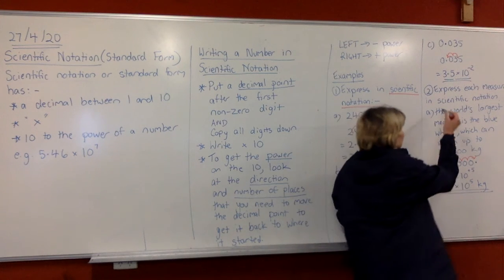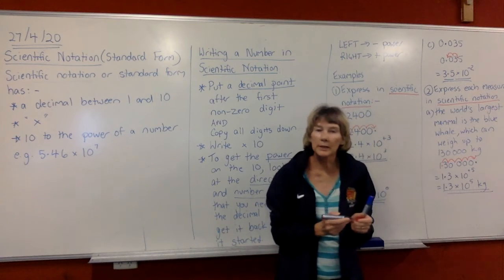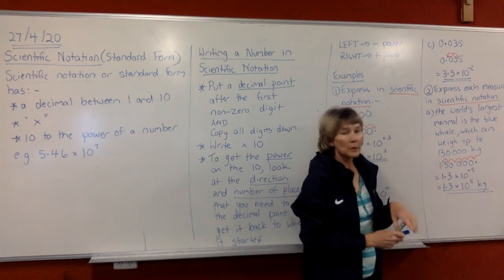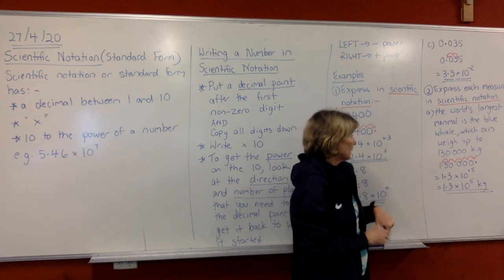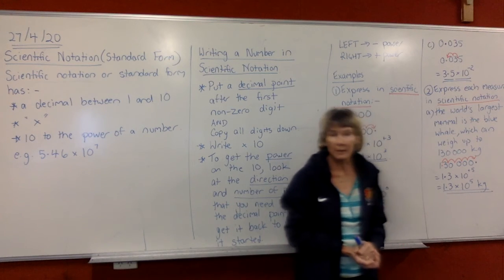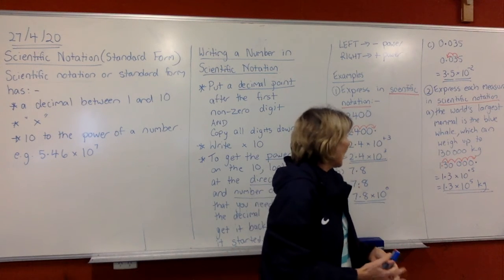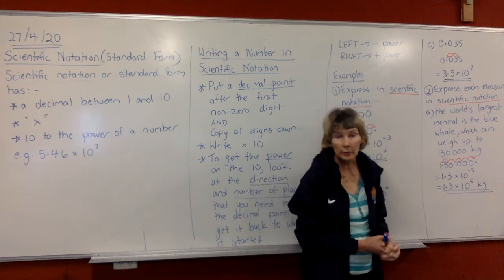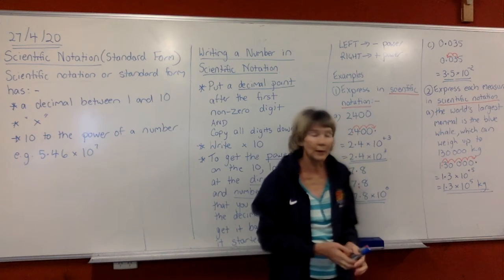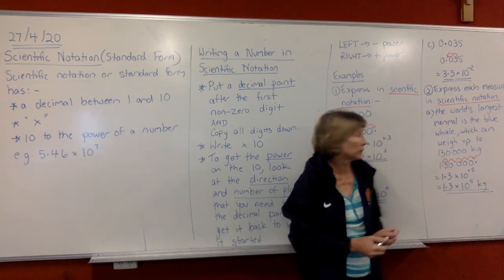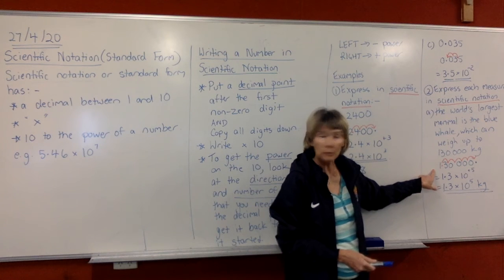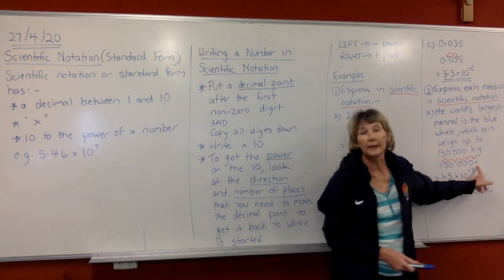Okay, the next one, you're seeing how they're used in real applications in the real world. We're expressing each measurement in scientific notation. So they're telling you the world's largest mammal is the blue whale. That's a true fact. And it can weigh up to 130,000 kilograms. That's also a true fact. That's how heavy a blue whale is, the largest mammal in the world. So we're going to write down that number, 130,000. It's a whole number, so our decimal point would be at the end.